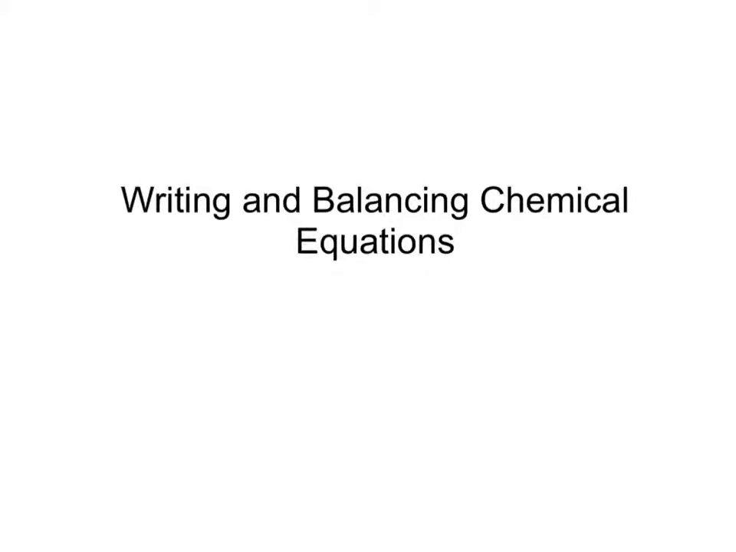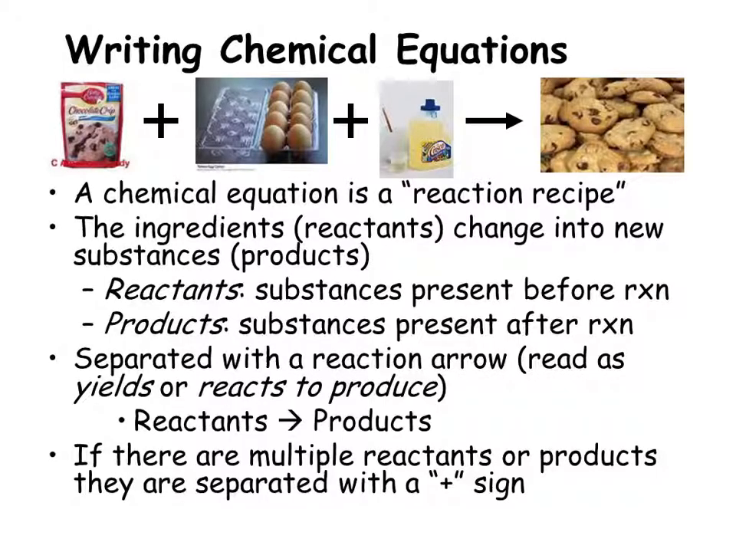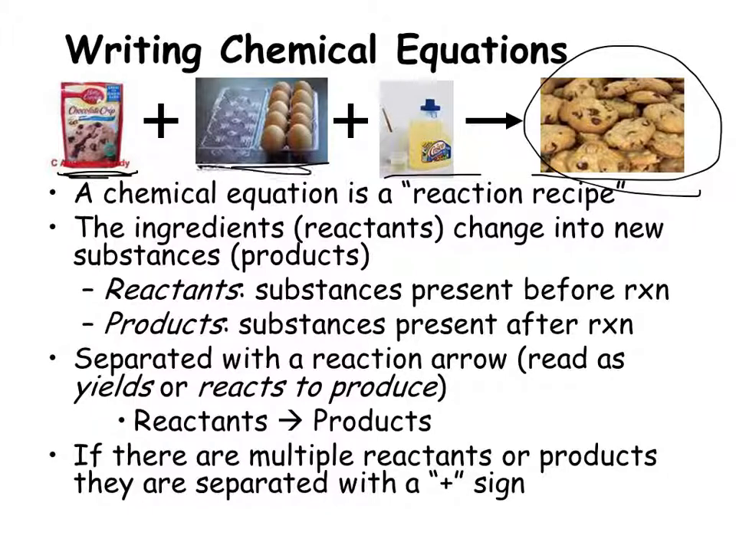Okay, today's lesson is going to be on writing and balancing chemical equations. A chemical reaction equation is basically a reaction recipe, just like a cookie recipe would involve cookie mix plus some eggs plus some oil to give us cookies. A chemical reaction recipe would give us compound A plus compound B plus compound C yields compound D.